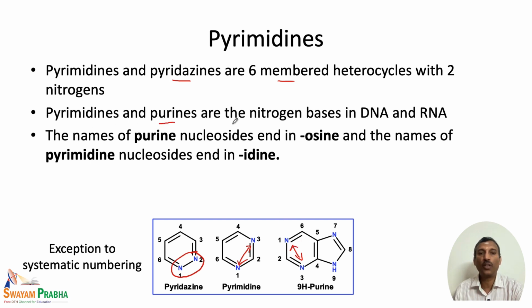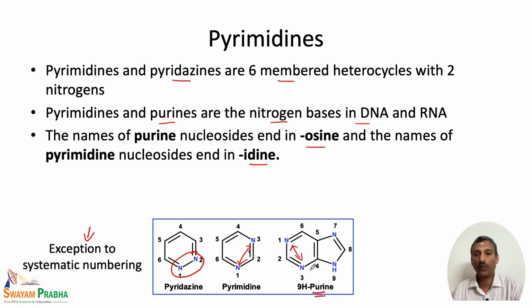Pyrimidines and purines are the nitrogen bases which are present in DNA and RNA. The names of purine nucleosides end in osine and the names of pyrimidine nucleosides end in idine. So the purine numbering is actually different. This is an exception to the systematic numbering that we follow in heterocyclic chemistry and in IUPAC nomenclature. This is generally followed by biologists, so these numbers are not changed.